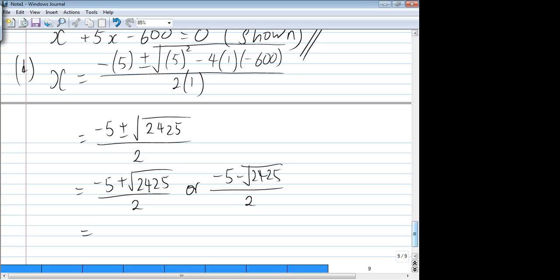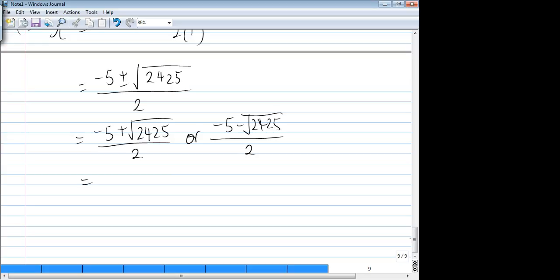Show me the answers. Square root 2425 minus 5 divided by 2, I get 22.122, or negative square root 2425 minus 5 over 2, negative 27.122. Okay, so I need to round them off, right? To 3 SF, 22.1 or negative 27.1. Okay, so these are my two values of x.